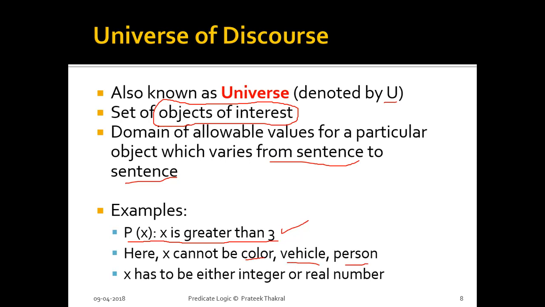So the universe of discourse for this particular predicate, or we can say the universe of discourse for this particular variable x, will definitely be the set of integers or the set of real numbers. So for this predicate, we will only choose from the set of integers or real numbers. We will not talk about colors, we will not talk about persons or anything else.